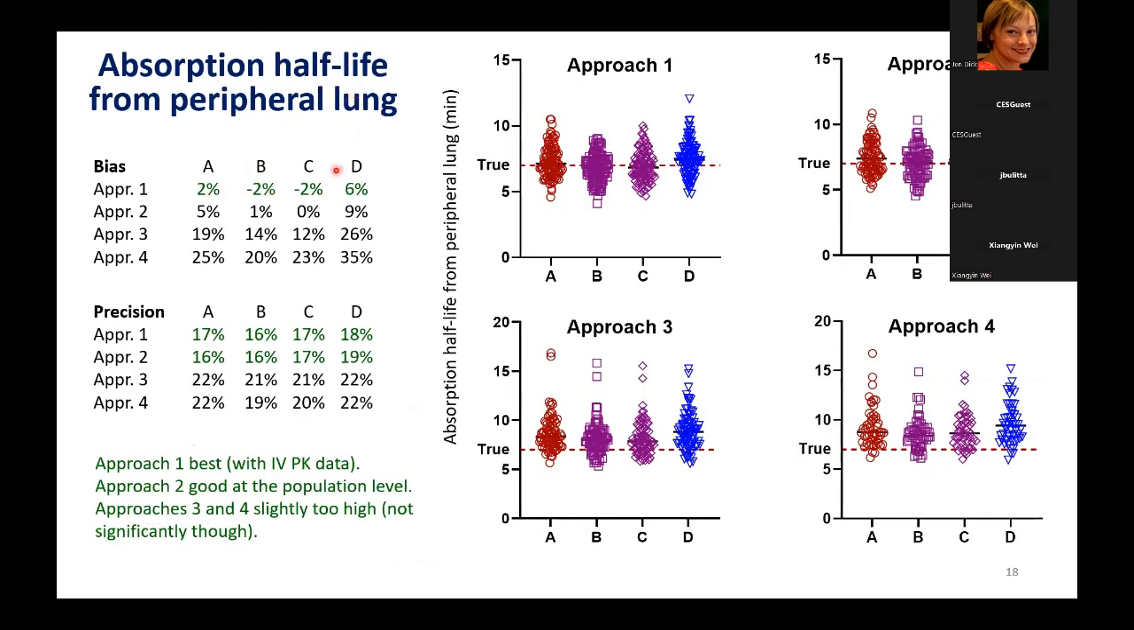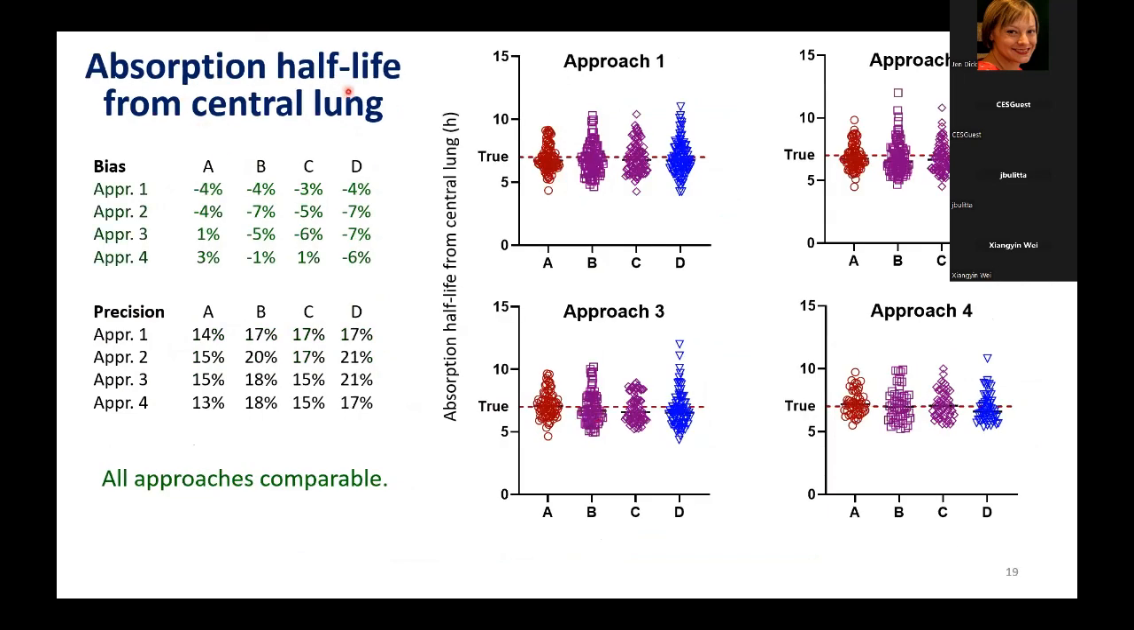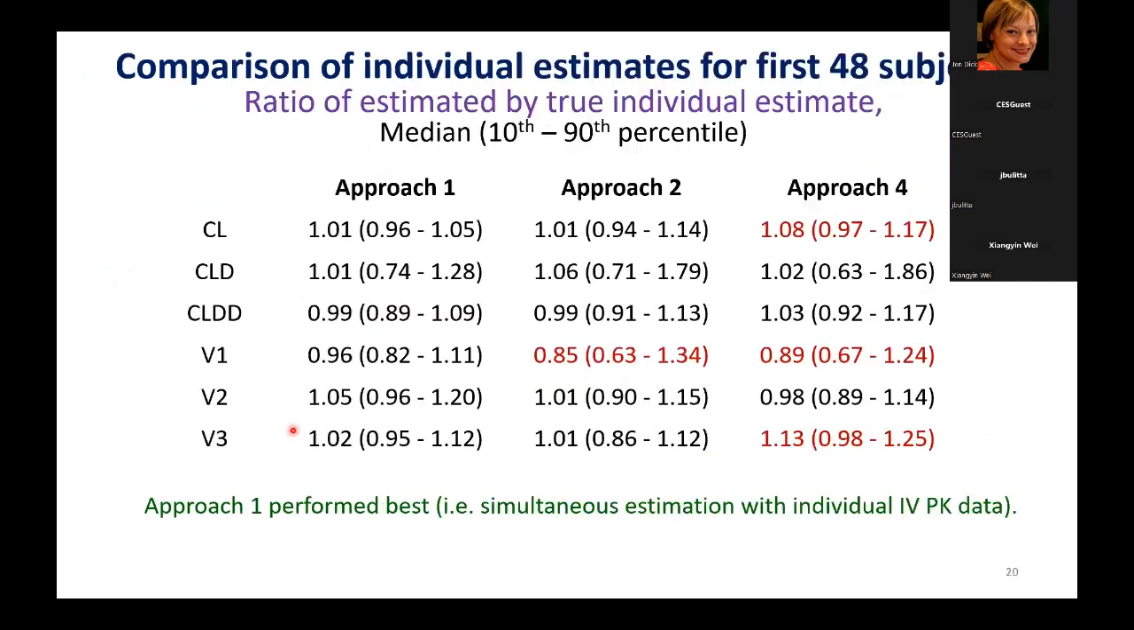Now the absorption half-lives, basically perfect results for approaches 1 and 2, really small bias and larger, but better precision for approaches 1 and 2 versus approaches 3. Approaches 3 and 4 were a little bit biased high, maybe not statistically significantly so, but they were not perfect. So here 1 and 2 are best. And then the absorption half-life from central lung, the ideal value being 7 hours. Here the 4 different approaches perform very similar, basically very little bias at all. And precision was comparable between all 4 approaches.